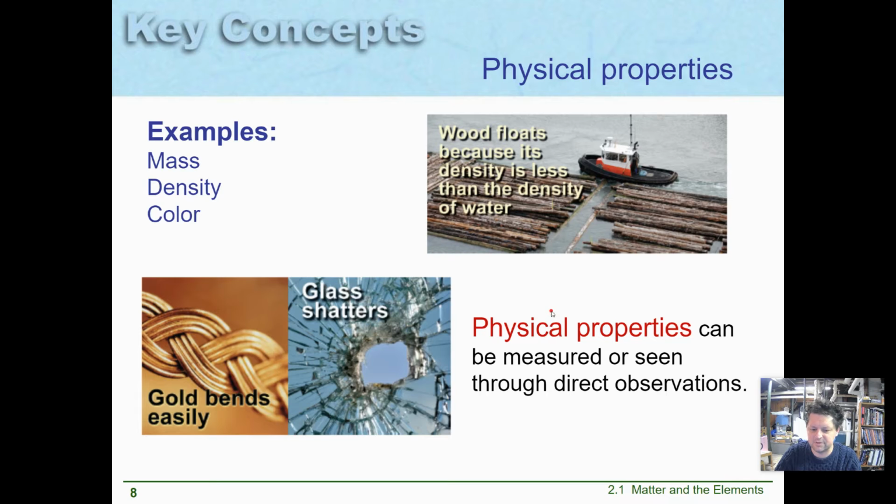Physical properties are things that can be measured or seen through direct observation. I don't have to do anything to my desk to figure out that it's heavy or that it's shaped the way it is or the color that it is. Those are all things I can just observe and see. Things like, for instance, the mass of an object. I can just measure that. I can just weigh this thing and I can tell you how much it weighs. I can tell you how much mass it has.